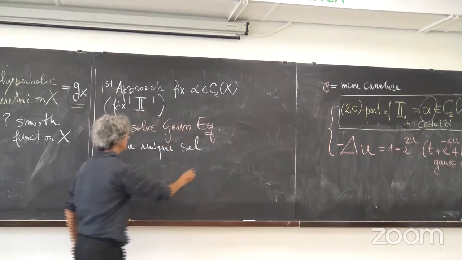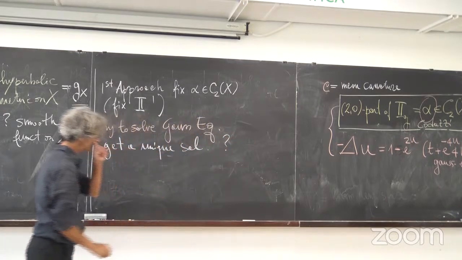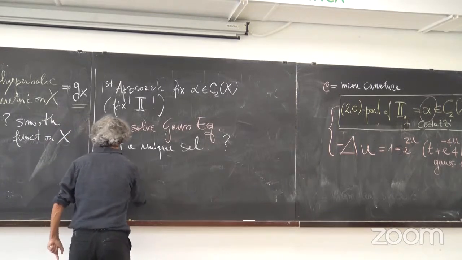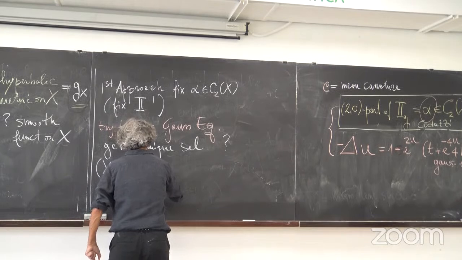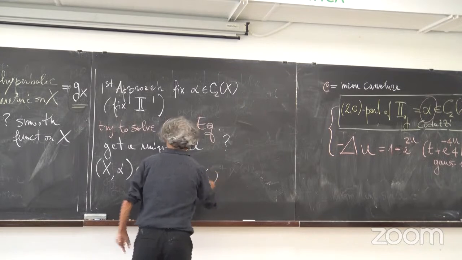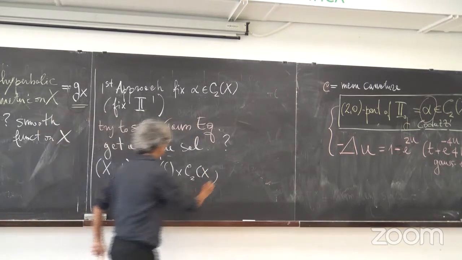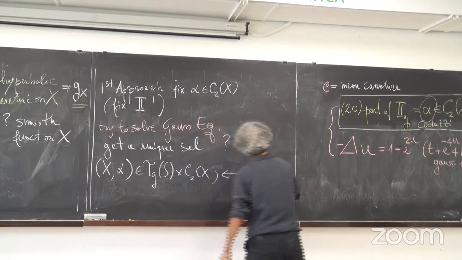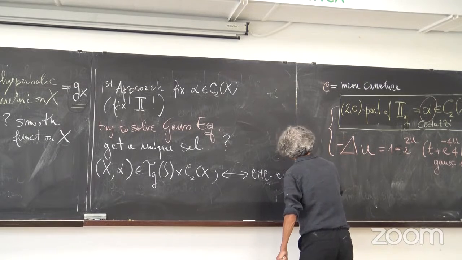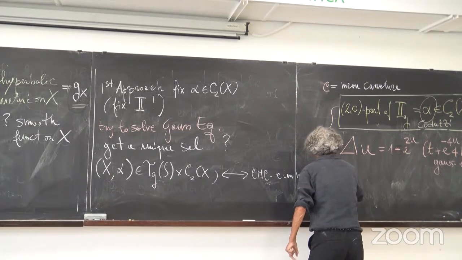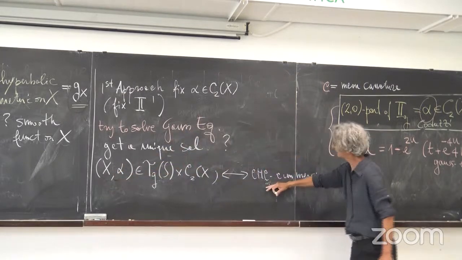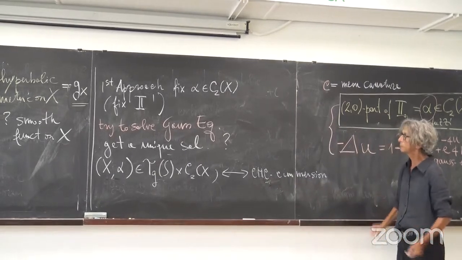Okay, so if you get a unique solution, this will allow us to conclude that to the pair x, alpha, notice that the pair x, alpha is in the Teichmüller space times C2 of x, we can associate uniquely a CMC-c immersion. And so we have our parametrization. Okay? Because if the solution was unique, any pair of data allows us to identify a unique CMC-c immersion.